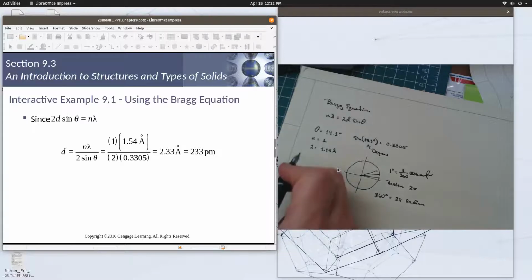Okay, so we can easily do this. Solve for d. Just simply rearrange things, d equals lambda over 2 sine theta, and now we can plug in numbers and you get 2.33 angstroms, or 233 picometers. Generally, the literature probably uses angstroms more than picometers, but the book likes to use SI units whenever possible.